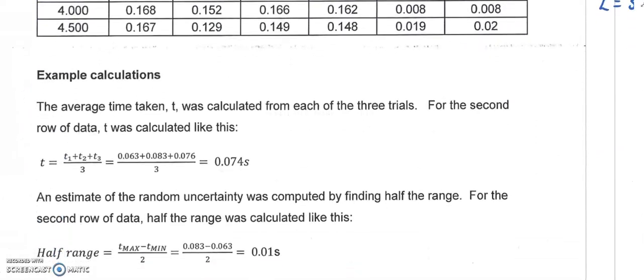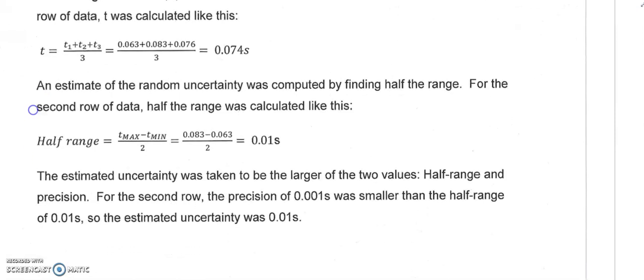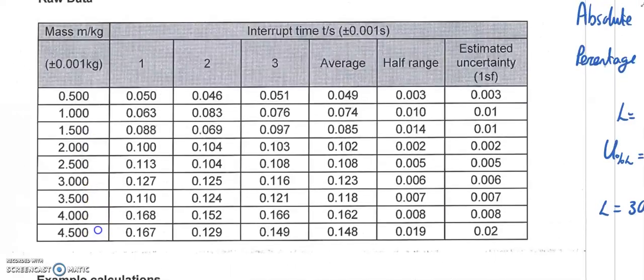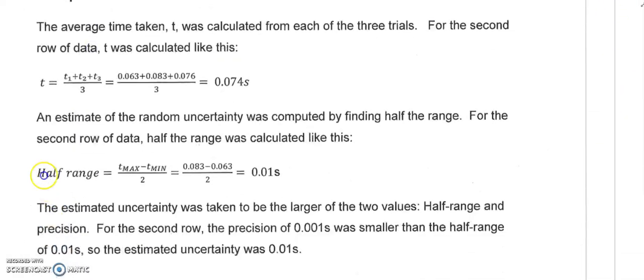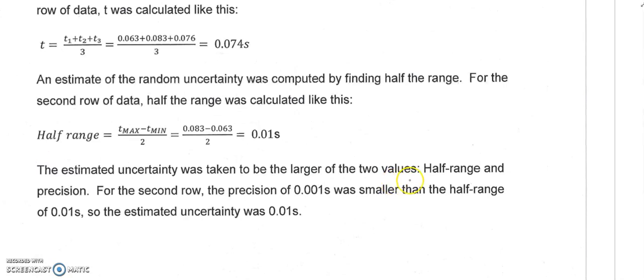So here we go. Here's how you calculate an average. You sum the trials and divide by the number of trials. There it is. An estimate of the random uncertainty can be computed by finding half the range. So that's max minus min over 2. That's what that is. And then this estimated uncertainty column is the larger of the two values, the half range or precision.